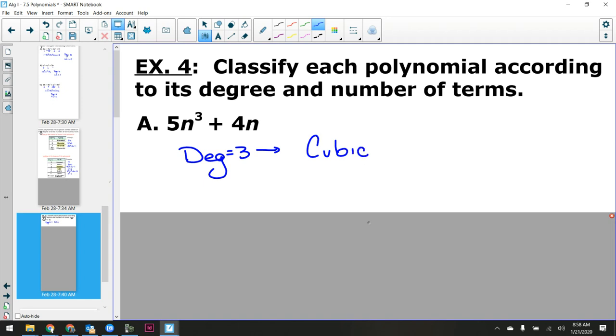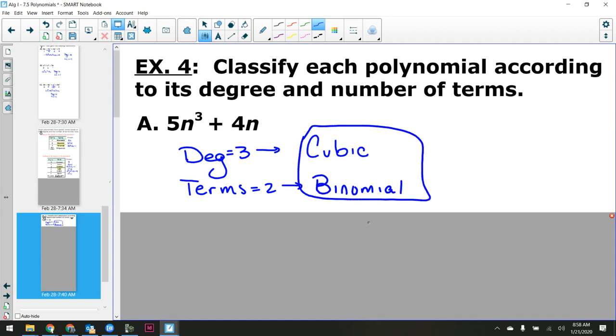How many terms does this have? 2 terms. So what would we call that? Cubic binomial. A cubic binomial. Gotta learn the language a little bit. Right? Gotta learn how to name these things. Let's try another one.